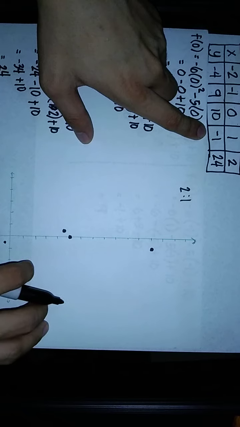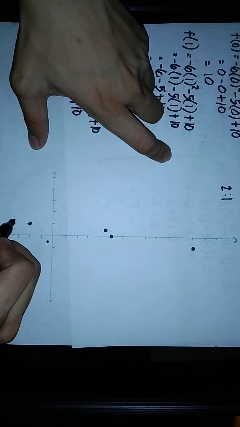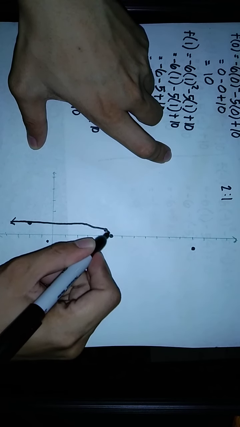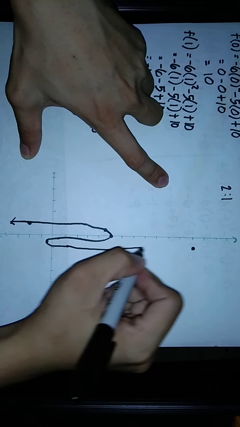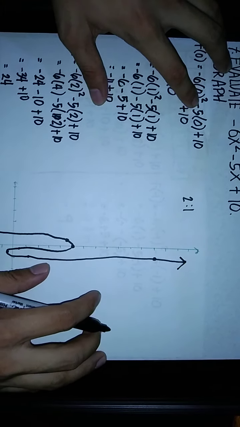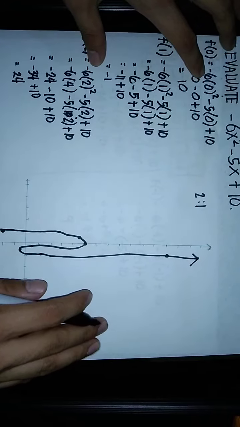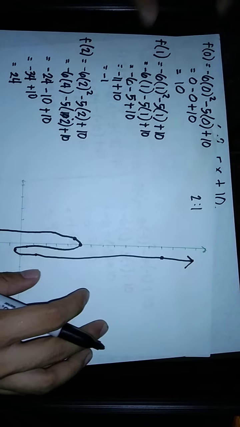So, ang gagawin lang natin, iti-trace lang natin yung ating given values. So, nandito yon. And then, bumaba. And then, tumaas ulit. So, pag graph natin yung ating negative 6x squared minus 5x plus 10, ito na yung kalalabasan na graph. So, that is how you evaluate a function.